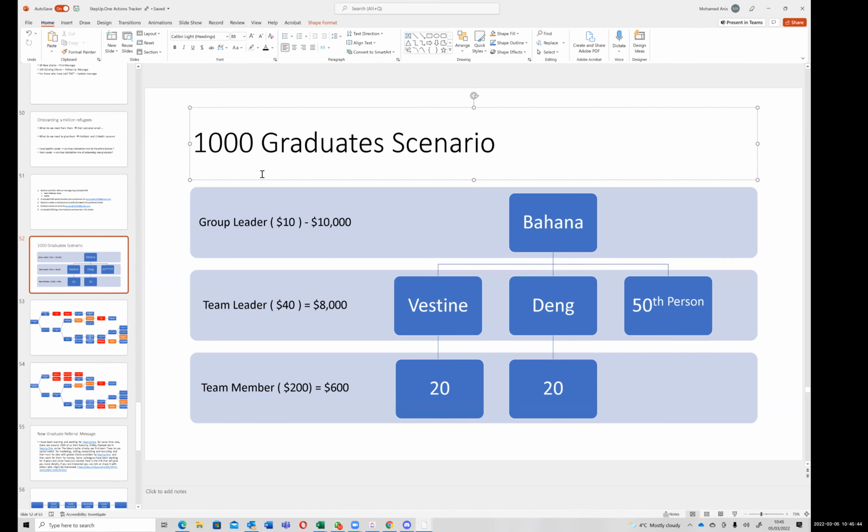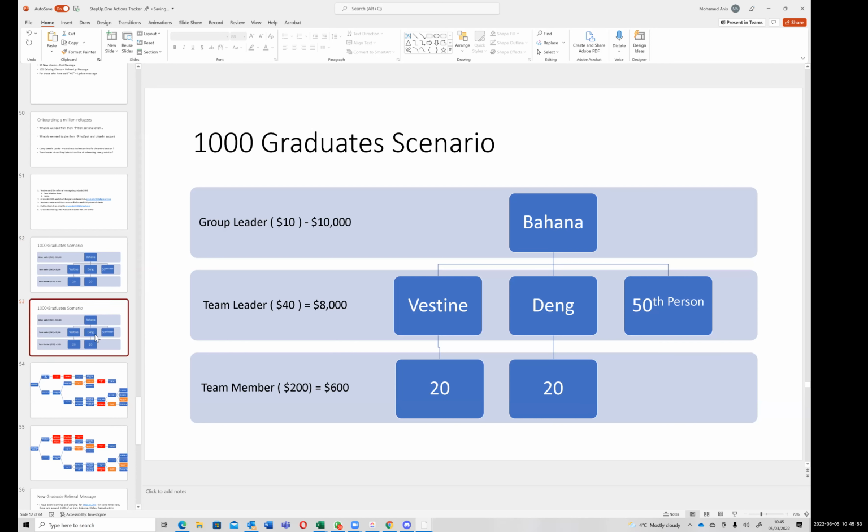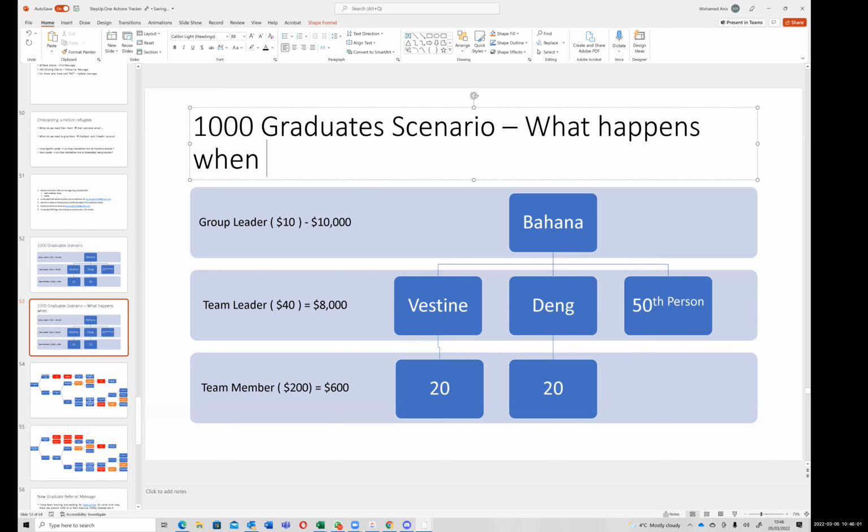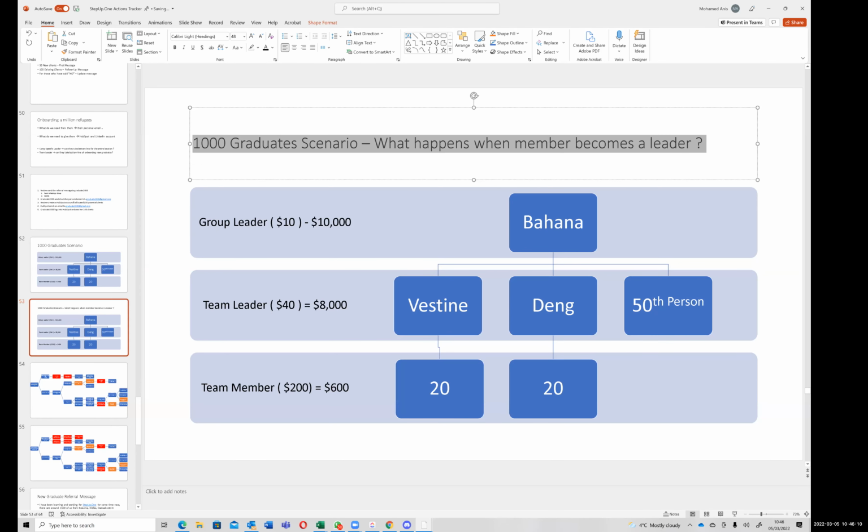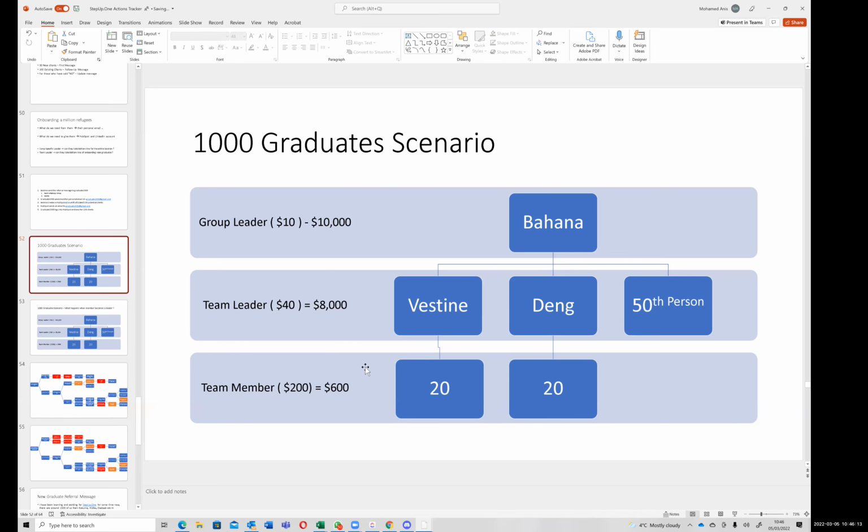But let's worry about changes later. What I mean by changes is what happens when a member becomes a leader. We'll worry about this, and we'll find out. But as a scenario, what do you guys think about this? Is this an acceptable scenario? Yes, Jackson.